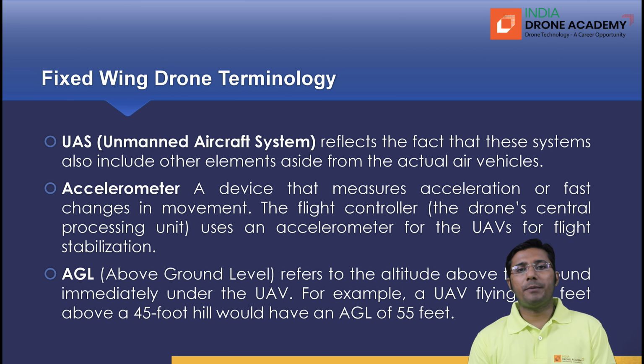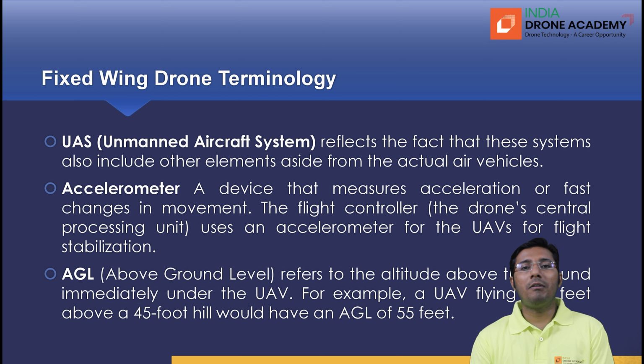Fixed wing drone terminology. There are various terms associated with the fixed wing drone, and let us familiarize ourselves with each one. We have UAS. UAS means unmanned aircraft system. I have already told you about the unmanned aircraft system just now. Accelerometer: it is a device that measures the acceleration of the drone and any changes in its movement. This is a part of the flight controller. The flight controller uses the accelerometer for flight stabilization.